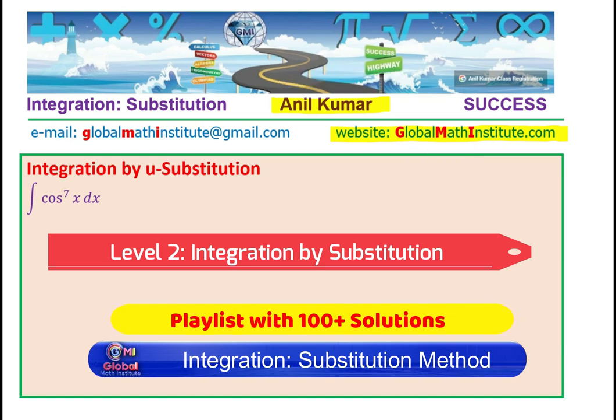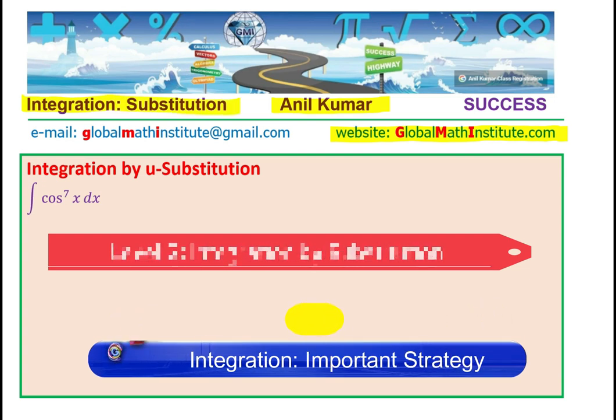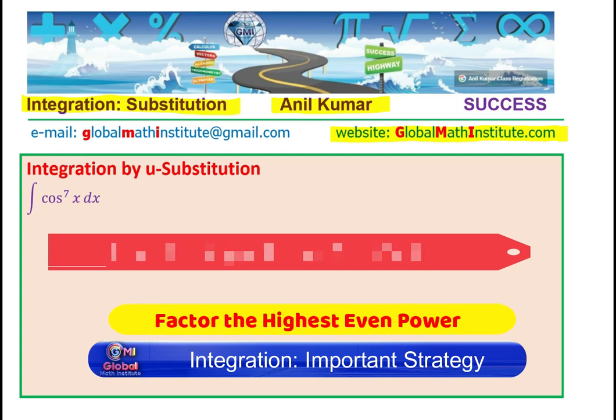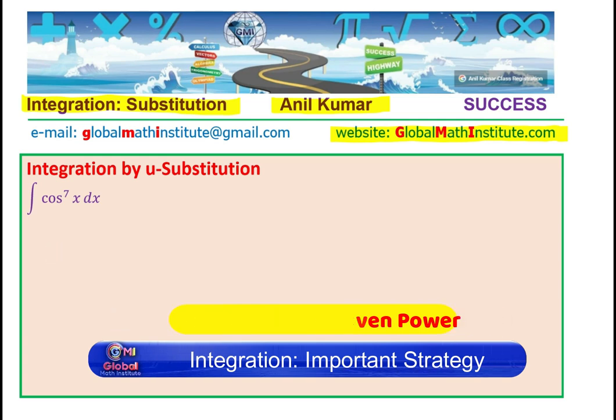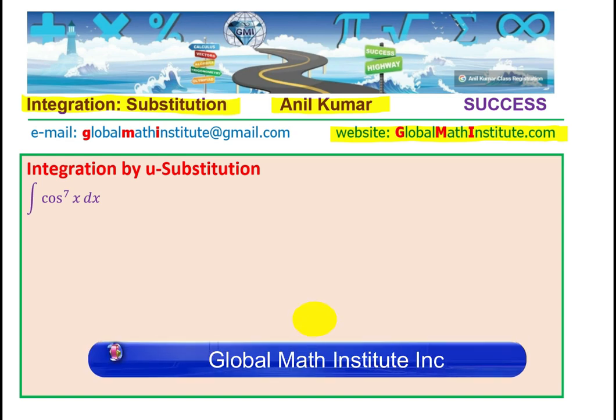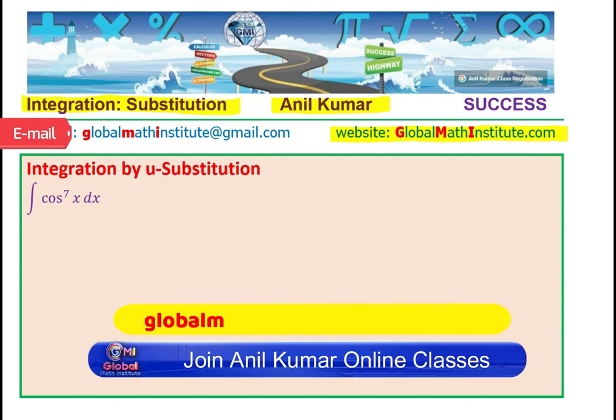I hope you are following our series on integration with substitution. So now we are discussing level 2 questions. In the first sets we discussed level 1. Now we'll get into slightly more difficult questions. You need to integrate cos to the power of 7x. You can always pause the video, answer the question, and then look into my suggestion. Now, this could be slightly difficult.